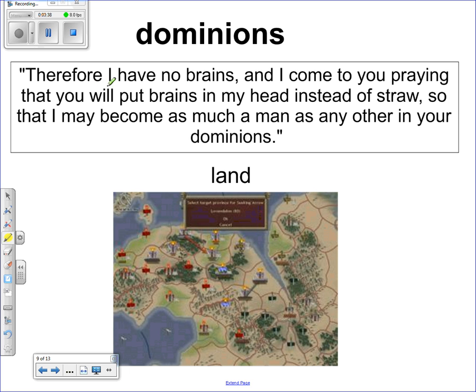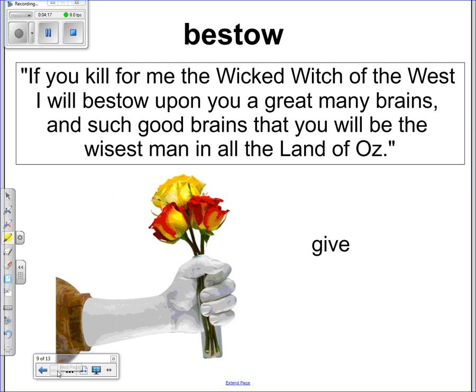Dominions. "Therefore I have no brains, and I come to you praying that you will put brains in my head instead of straw, so that I may become as much a man as any other in your dominions." And dominions means land, like the land that you own. So here's a game where you try and get places, and so the red is the lands or dominions that one person has and owns, and the green is another person's. So that's what a dominion is. So he wants to be as much of a man and as smart as anybody else in Oz.